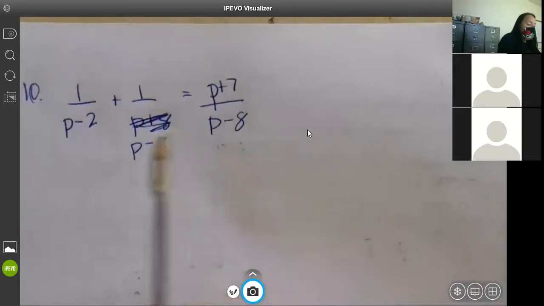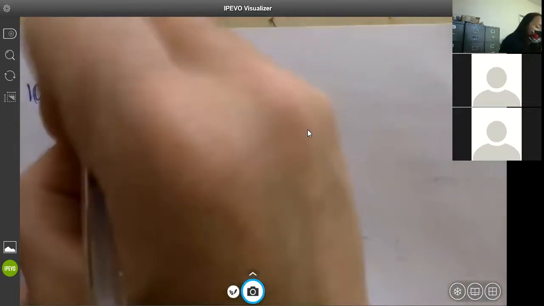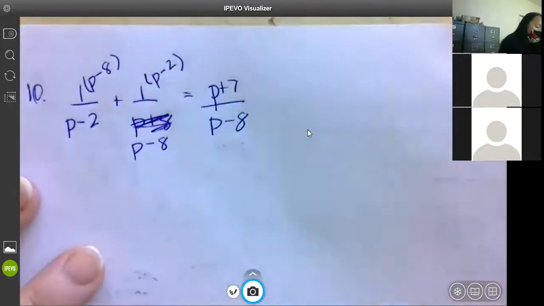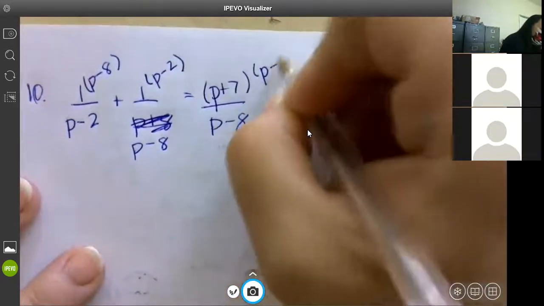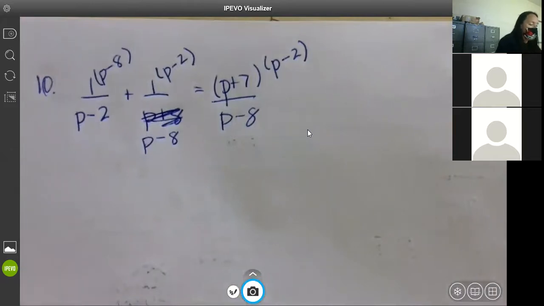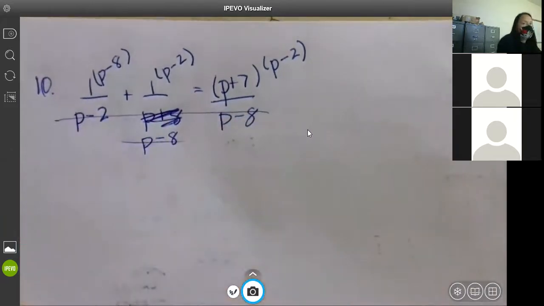All right. So on this one, your two denominators are going to be p minus 2 and p minus 8. So this one's going to need p minus 8. This one's going to need p minus 2. And this one's going to need p minus 2. This is a homework problem, so copy it down because that's going to give you an answer to your homework. Once we get that, we don't need our denominator.